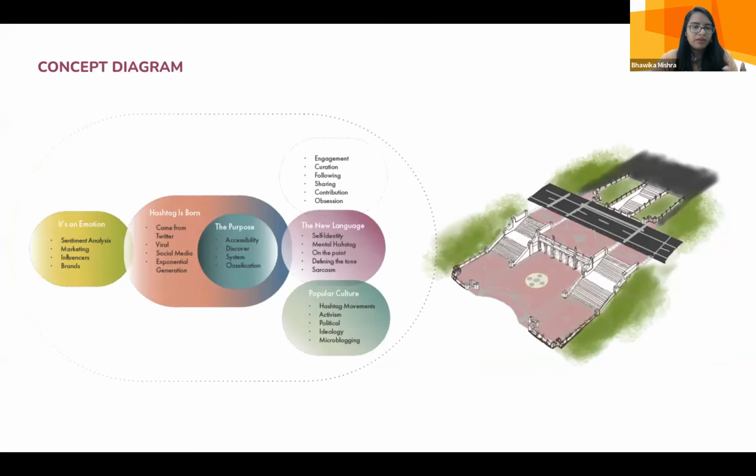So from all my research, I honed down into concepts like how hashtag is an emotion, how it's being used in marketing, influencers, and brands, and telling the story of hashtag, how it came from Twitter, the social media, and the exponential generation, and what is the purpose of it, and how it has come to identify a new language of self-identity, of being on point and defining certain tones and sarcasm, and how it is being used in popular culture. Maybe it's activism, the political, the micro blogging.